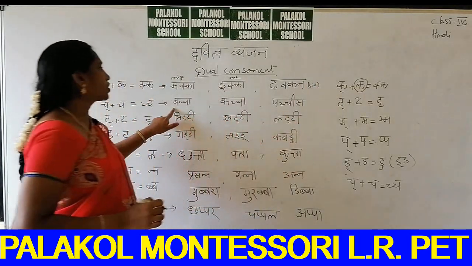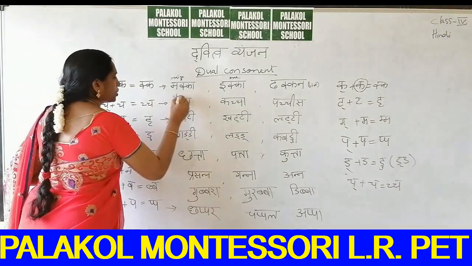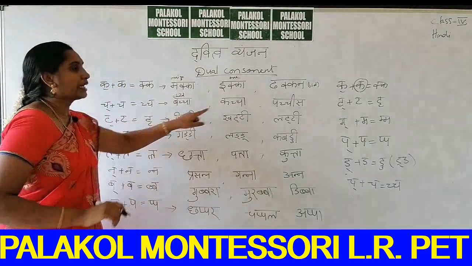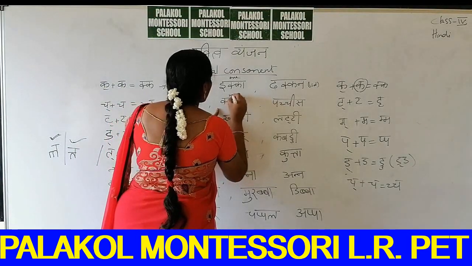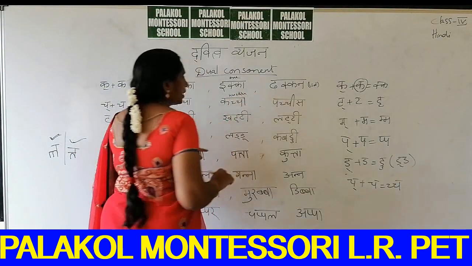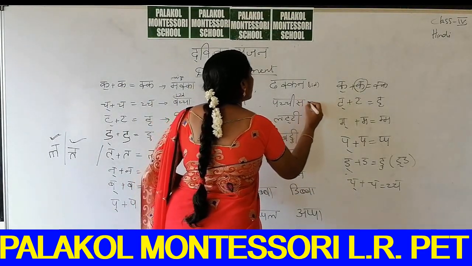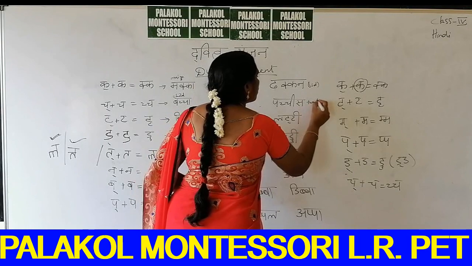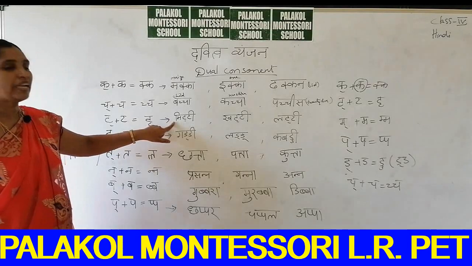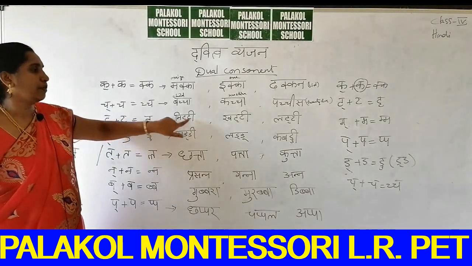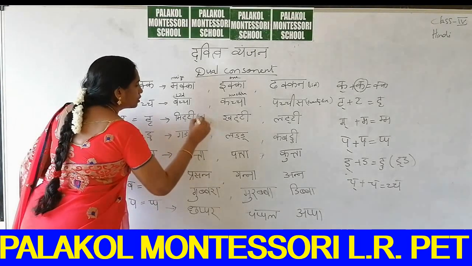Okay. Next, Bacha. Bacha means child. C-H-I-L-D. Child. Okay. Kacha means raw. Kacha mango. So, kacha. Next, pachis means 25. So, 25. Next, mitti. Mitti means soil.